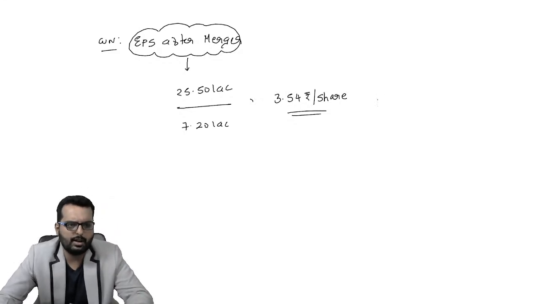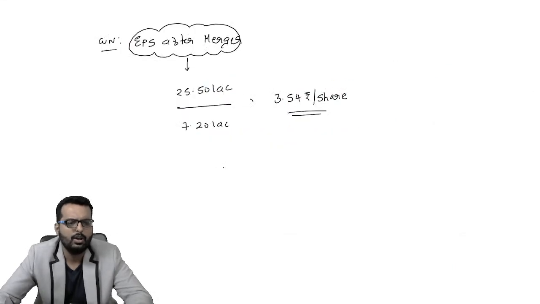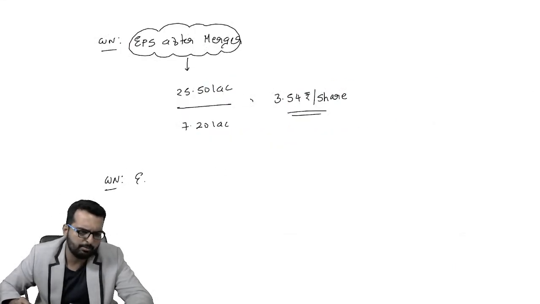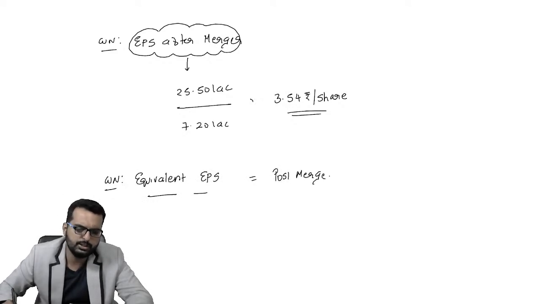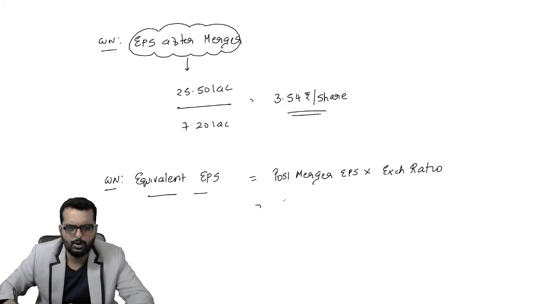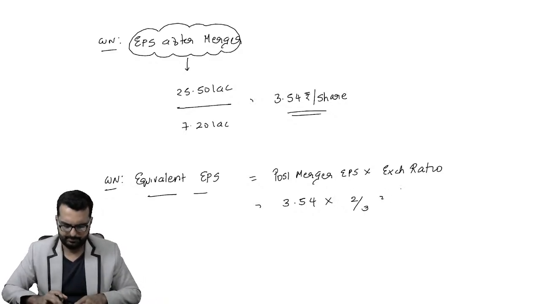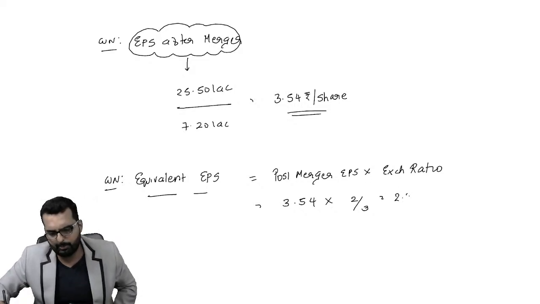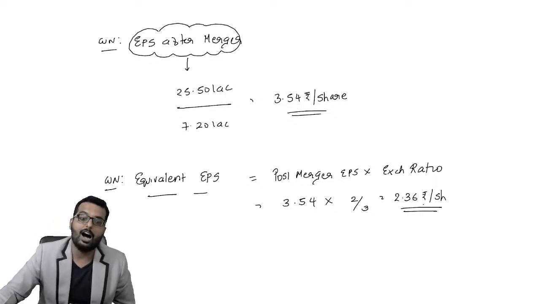All right, friends. I believe you are all done writing this. Next one is: determine the equivalent earnings of S Limited and calculate the per share gain or loss. Wonderful. Friends, we have already learned this concept also. Equivalent EPS is for comparison purpose. The formula would be post-merger EPS into the exchange ratio. So that would be 3.54 into 2 by 3. I'll get the answer as 2.36 rupees per share, which is the earnings that he gets after merger.